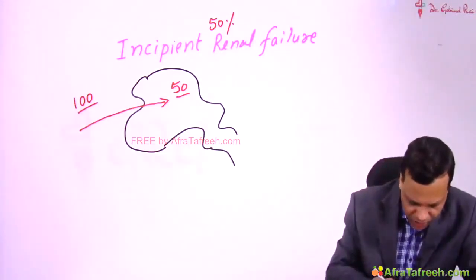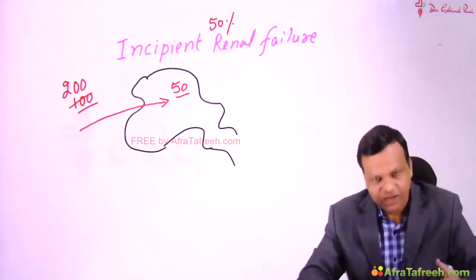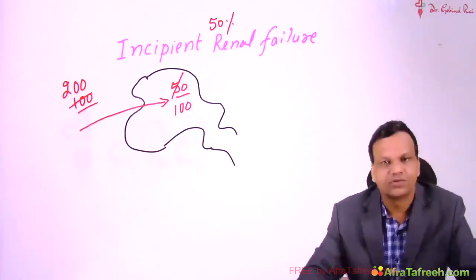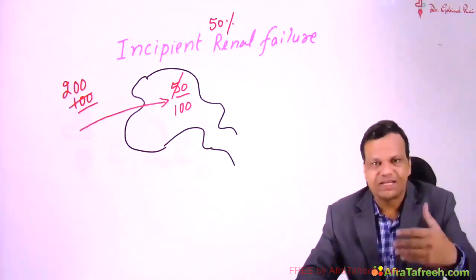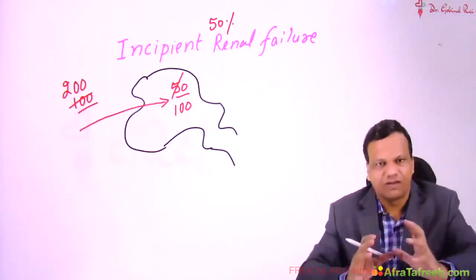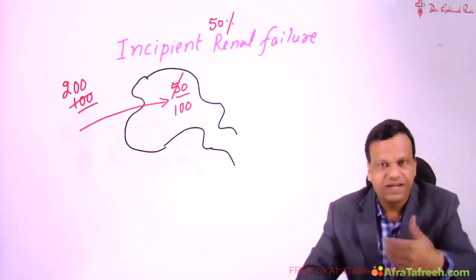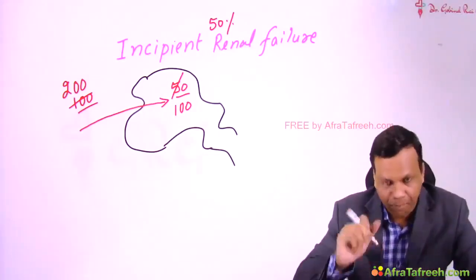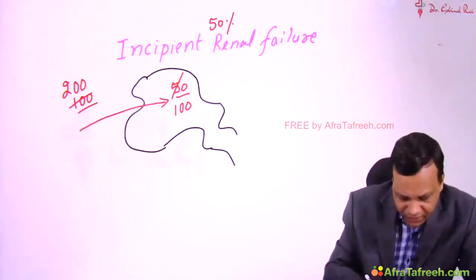So when we give mannitol, instead of 100, now 200 ml of blood is coming. And if 50% is filtered, 50% of 200 is 100. So that means urine outflow normalizes, and incipient renal failure can be treated. The simple reason is it increases the renal blood flow. More blood comes into the kidney, so even if a lesser percentage is filtered, urine outflow normalizes. Clear?